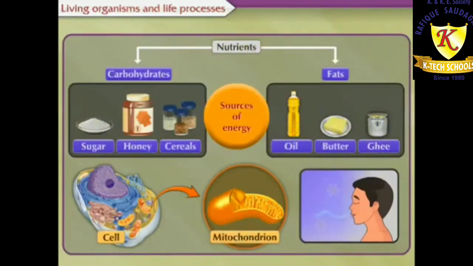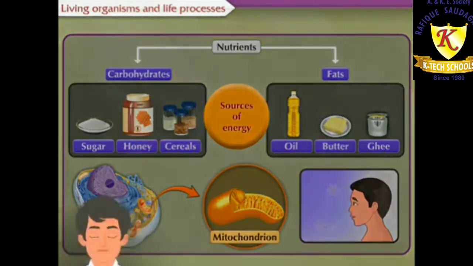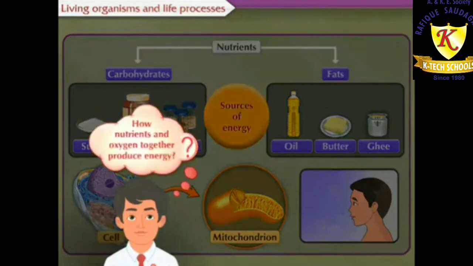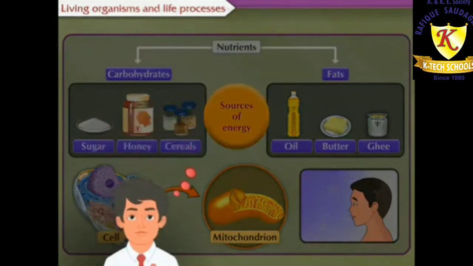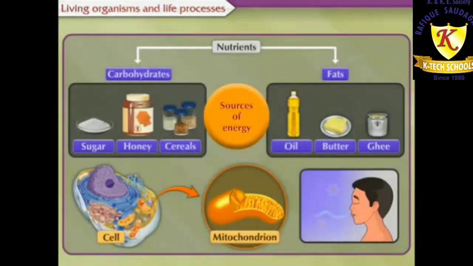So, children, we have learned that for energy production, nutrients and oxygen are necessary. How much nutrient and oxygen together produce energy? This we shall learn in our next video.